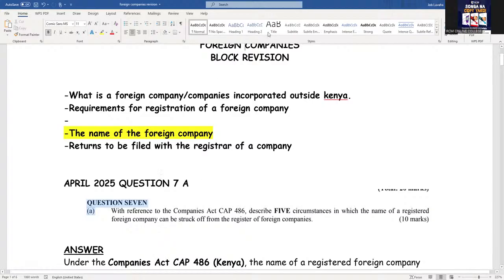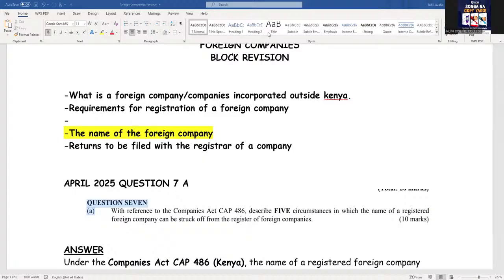This one we looked at. So what are some of the reasons? If it is unable to pay its debts, if it is involved in fraud, if the company is engaging in illegal activities. Everyone is saying fraud, illegal. But what are the other reasons? If it has ceased business in Kenya, that is wonderful.